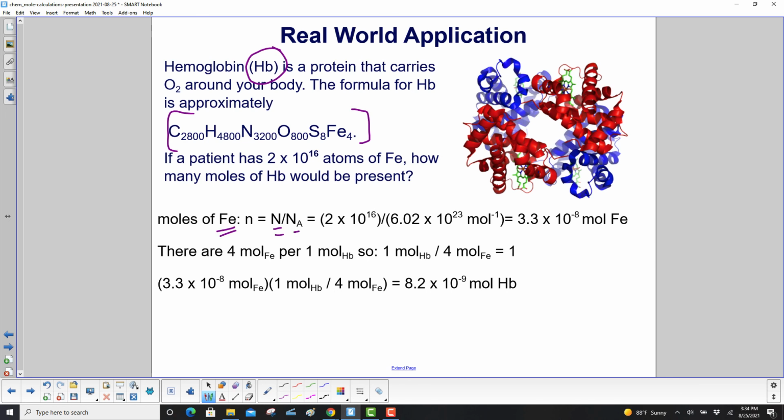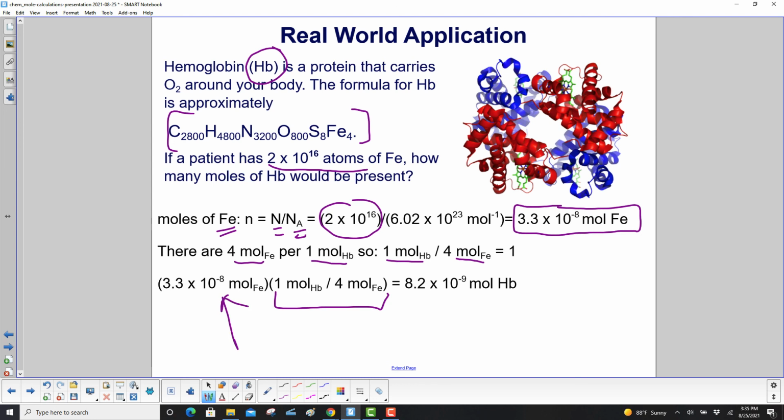That's going to be N over N_A, where N_A is Avogadro's number. So here's our 2 times 10 to the 16th atoms, which was a given, divided by Avogadro's number, and we get 3.3 times 10 to the minus 8th moles of iron. Now, there are 4 moles of iron for every 1 mole of hemoglobin. So we have a unit conversion factor of 1 mole of hemoglobin divided by 4 moles of iron, which equals 1. So we multiply 3.3 times 10 to the minus 8th moles of iron times 1 mole of hemoglobin divided by 4 moles of iron. The moles of iron cancel out, and we're left with 8.2 times 10 to the minus 9th moles of hemoglobin.